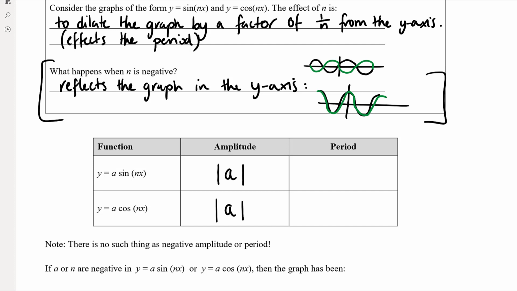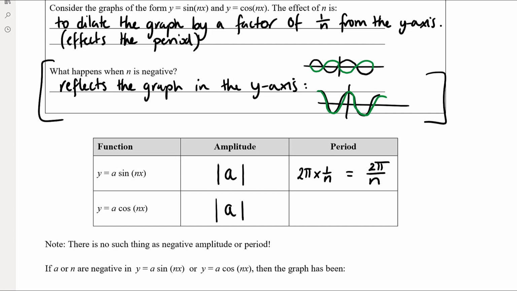Okay, I'm not too worried if you don't draw in those vertical lines. We don't cover the absolute value in maths methods anymore, but by that, I just mean the size of a. Okay, so if a is negative 7, the amplitude would be 7, and the graph would be reflected in the x-axis. Period. So dilation by 1 on n from the y-axis means the period that was 2 pi is now being multiplied by 1 on n, and so the period becomes 2 pi on n.